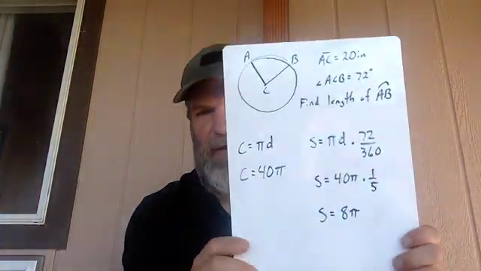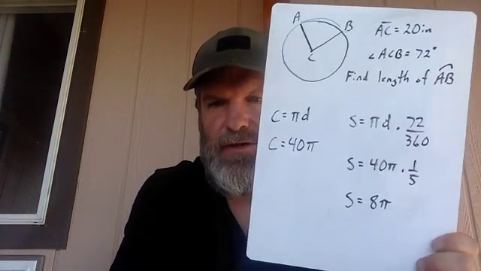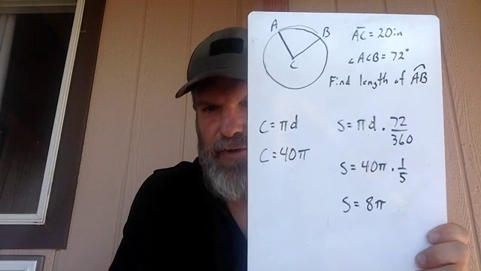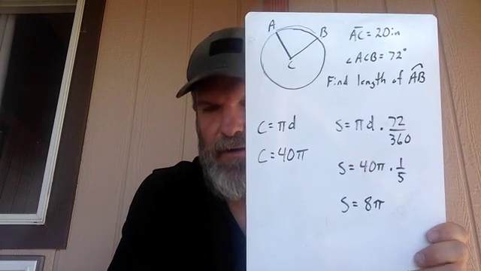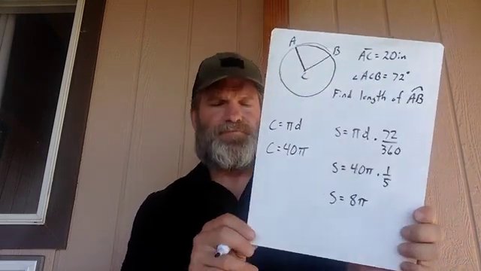So we have 40 pi times 1/5, and when you multiply by 1/5, it's like dividing by 5. So 40 divided by 5 is 8. So your arc length in this one is 8 pi. And if they don't want the answer in terms of pi, then you have to multiply that by 3.14. And that would be 25 point something.